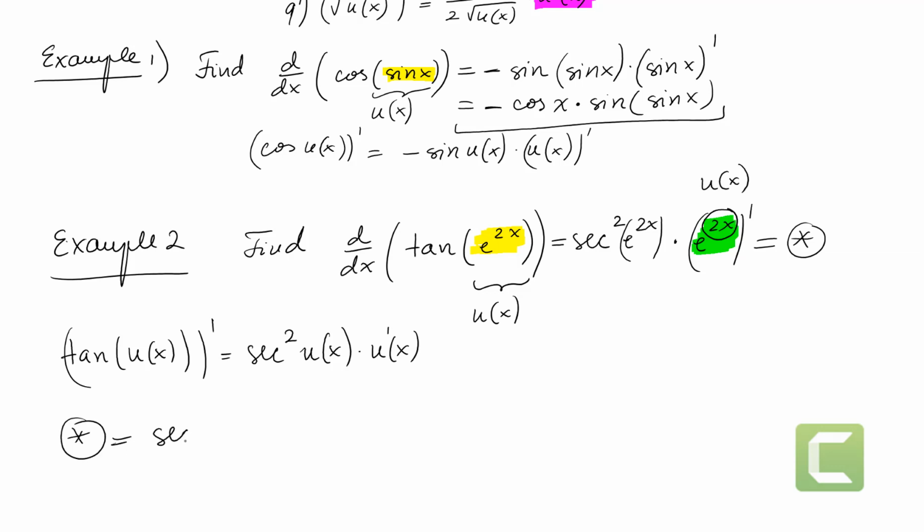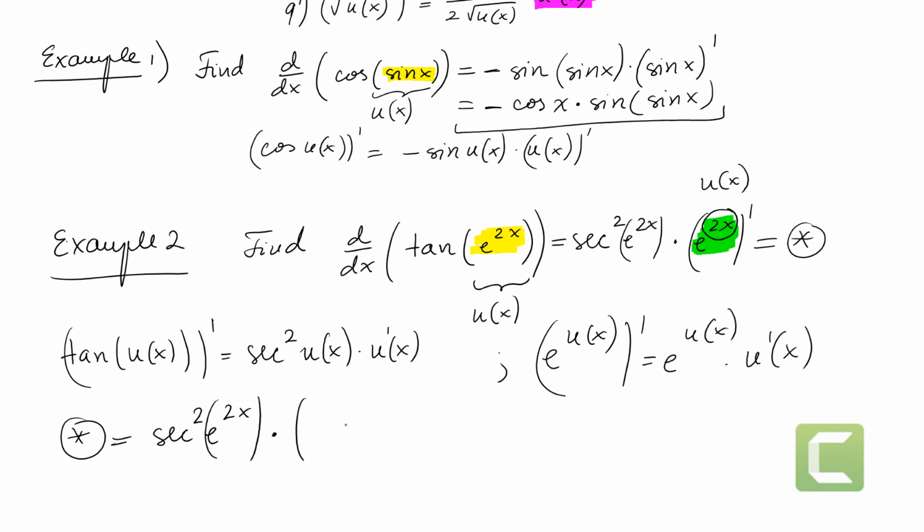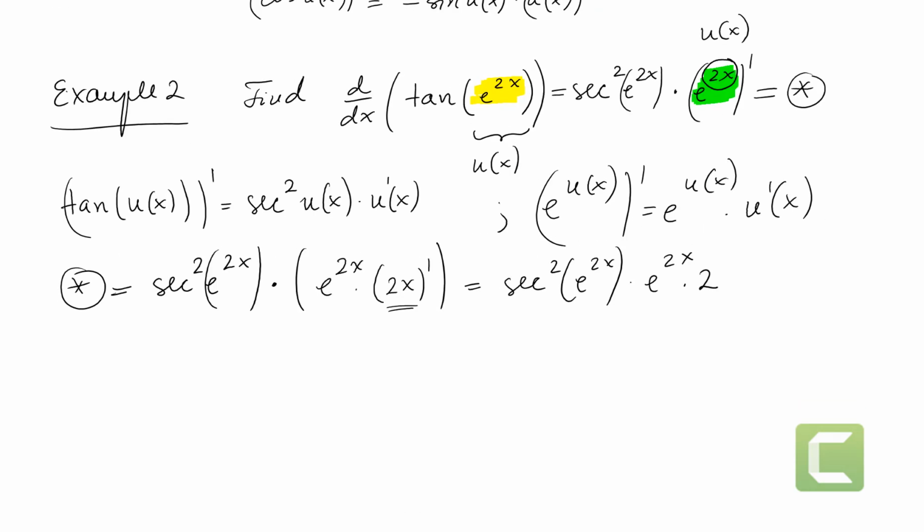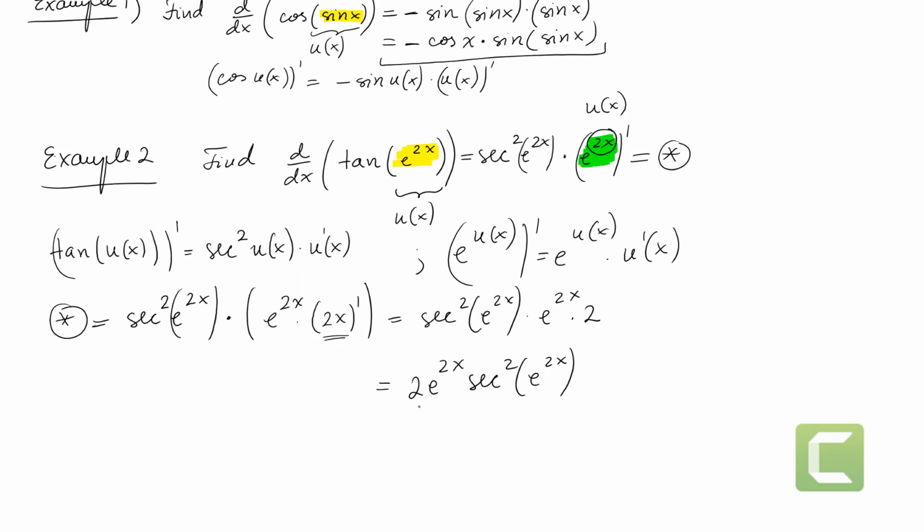So we get secant squared of e to 2x times, and how do I differentiate e to u of x? Well, I copy e to u of x times u prime of x. So it's going to be e to 2x times 2x prime. So we get secant squared of e to 2x times e to 2x times 2, because 2x prime is 2. And we can rearrange it just to look a little bit better. 2e to 2x and then secant squared of e to 2x. And this is it. This is our final answer. So I hope this helps.